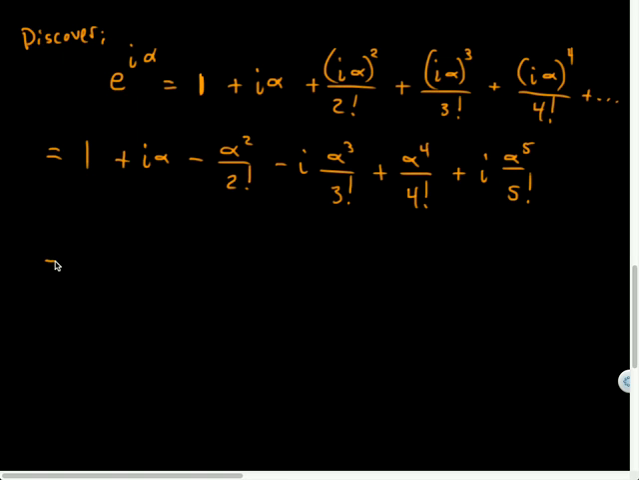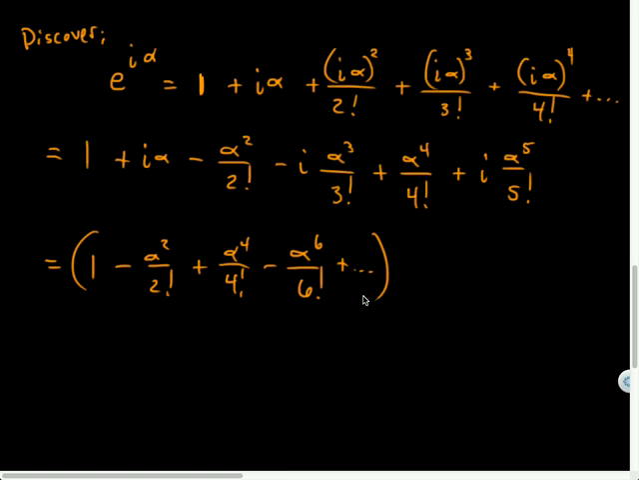Now, what if I regrouped these terms a little bit, where I grouped the odds and the evens? What if I grouped the even ones first? Even by exponent. So minus alpha squared over 2 factorial, and then the next even term is plus alpha to the 4th over 4 factorial, and then the next one in this list would be minus alpha to the 6th over 6 factorial, and then it'd be plus, and so on.